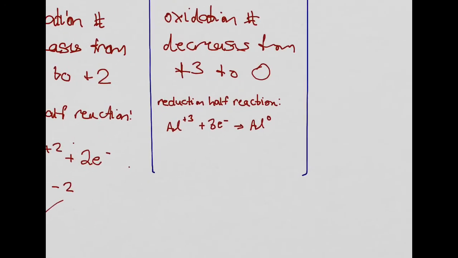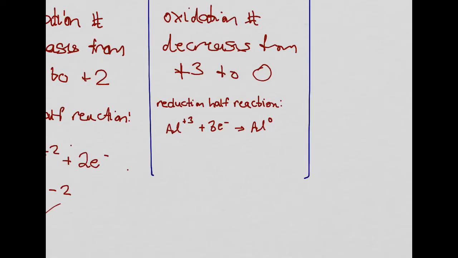Also, you can check to see that it's balanced. So aluminum has a charge of +3. 3 electrons makes a charge of -3. The charge of aluminum on the other side of the arrow is 0. +3 and -3 is 0. 0 equals 0, and this half reaction is also balanced.